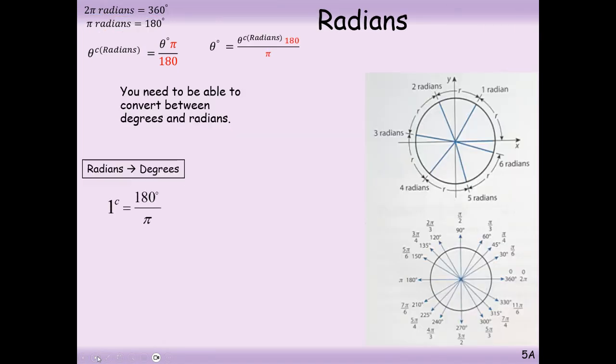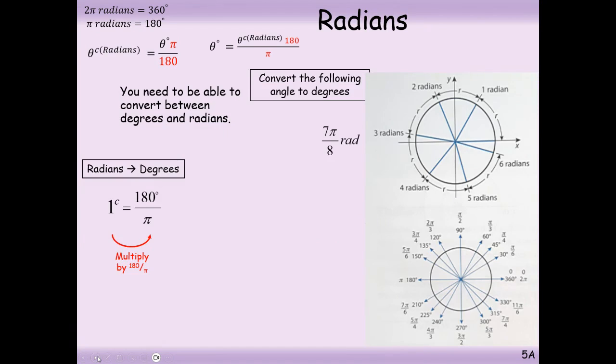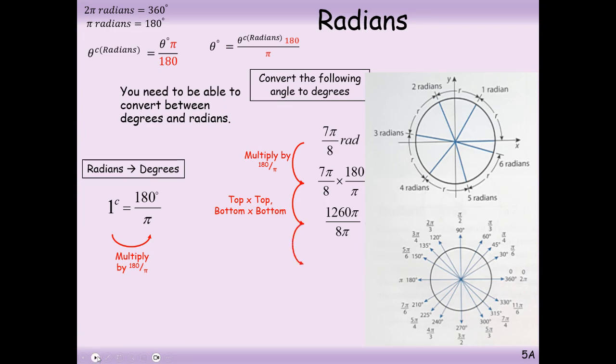We are to convert 7 pi over 8 measured in radians to degrees. So what we're going to do is divide by pi and multiply by 180. You take this fraction out of thin air, and that's what you have to do if you're asked to convert between degrees and radians. Put that in your calculator, and some simplification will tell you that's 157.5 to 1 decimal place.